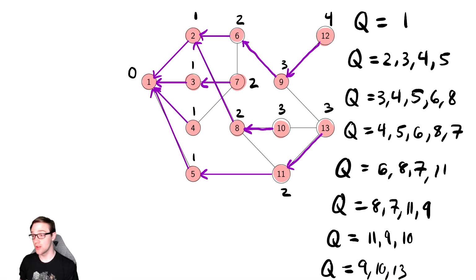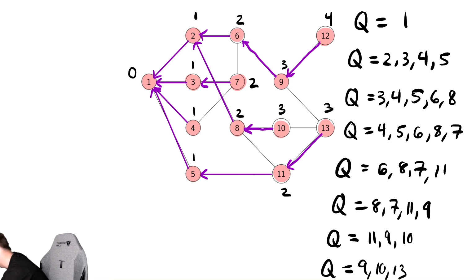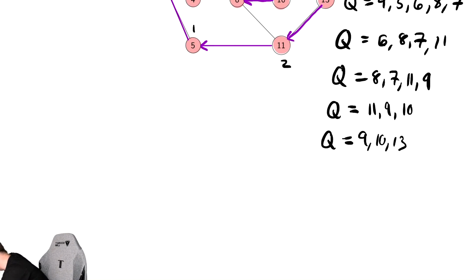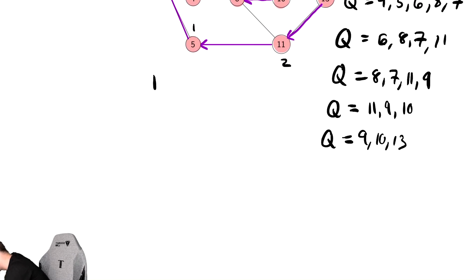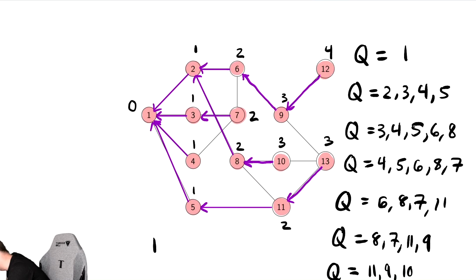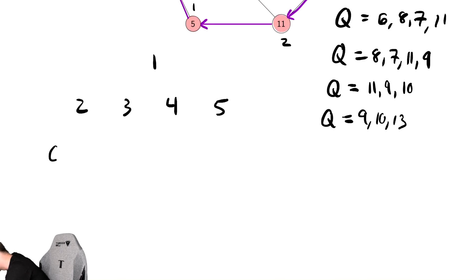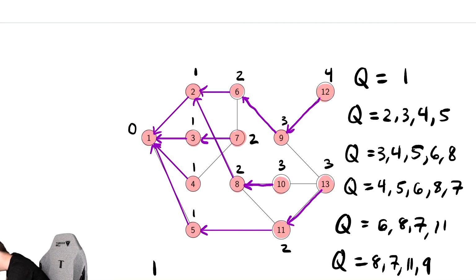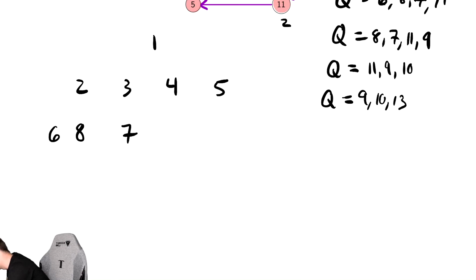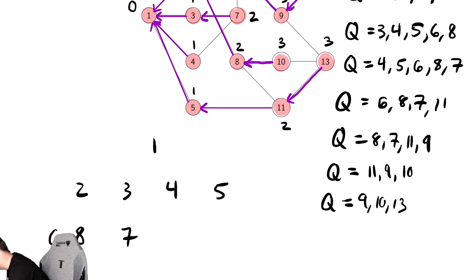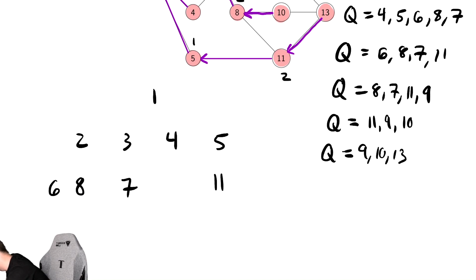Some people will draw this as a tree afterwards, so I'll show you what that looks like if you want to see that. So we have 1 as the root, and then as children 2, 3, 4, and 5, they're all 1 away. 2, 3, 4, and 5. And 2 has 2 children, 6 and 8. 3 has 1 child, which is 7. 4 has no children, and 5 has 1 child, which is 11.